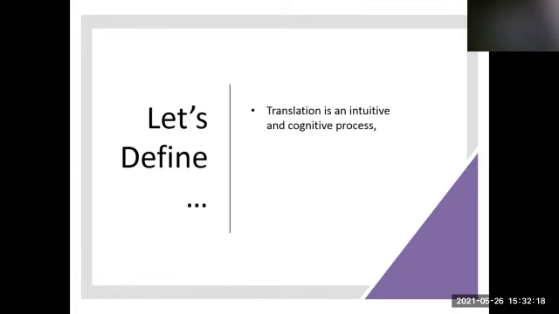Let's begin with translation. Translation itself is an intuitive and cognitive process. That is, we do it by intuition. And cognitive means learning. So the process of translating entails 2 things. Intuition, that is spontaneity, very natural, and there is something that has to do with learning as well.